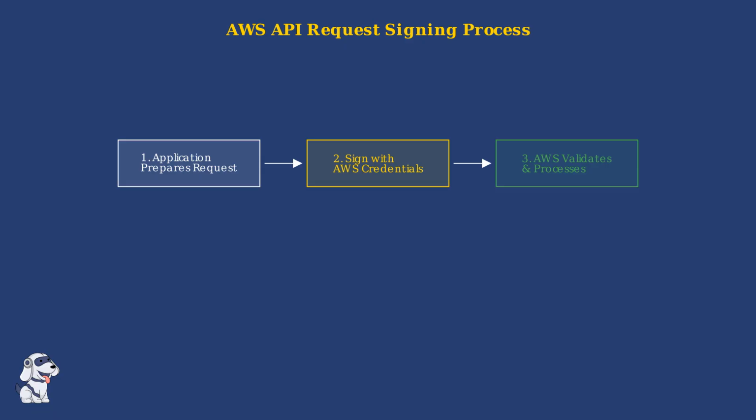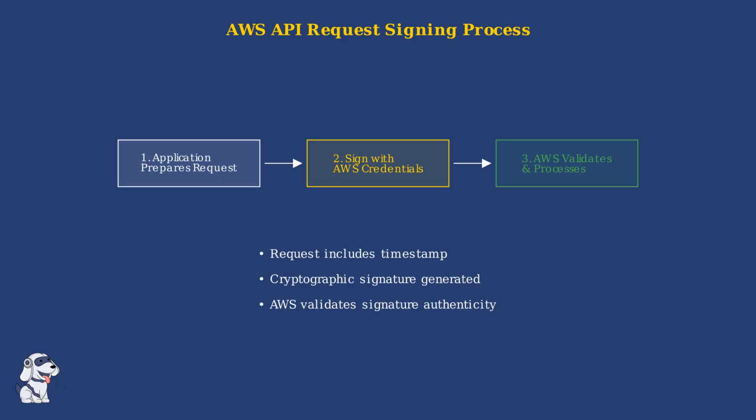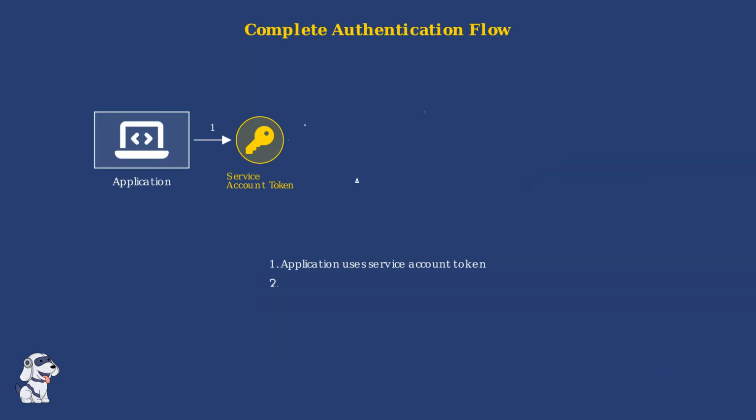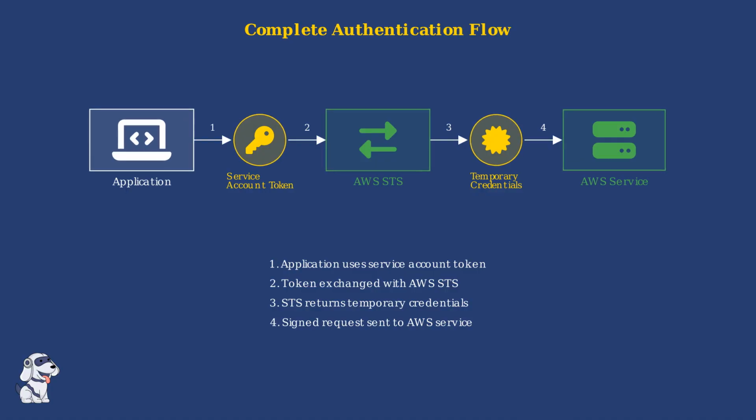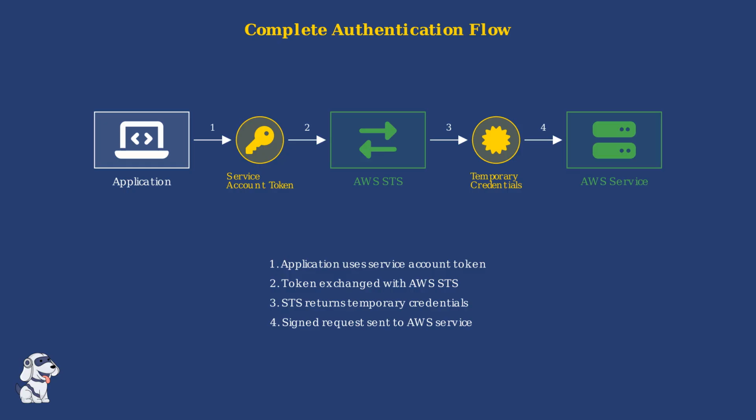This three-step process ensures that only authenticated applications can access AWS resources. The signing process includes generating a cryptographic signature with a timestamp, which AWS validates to ensure the request is authentic and has not been tampered with. The complete authentication flow demonstrates how applications securely access AWS services through service accounts and temporary credentials. This authentication mechanism ensures that applications can securely assume different roles and access only the resources they are authorized to use. Service accounts provide a secure, automated way for applications to authenticate with AWS services, eliminating the need for hard-coded credentials while maintaining strict access controls.